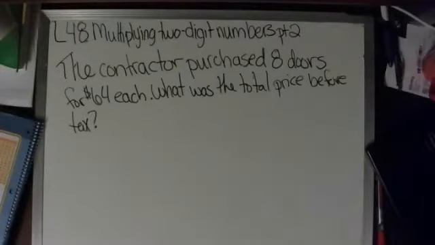This is lesson 48 for Saxon 4, multiplying two-digit numbers, part 2. This is the lesson's part 2, so this is the whole lesson. What we're looking at again is multiplying two-digit numbers. The first thing we're going to do is start with our word problem.